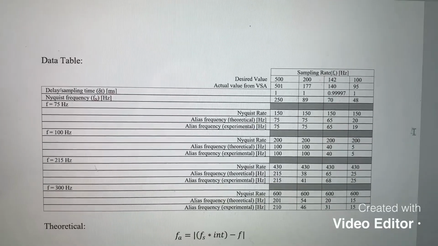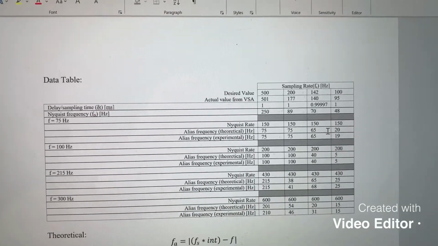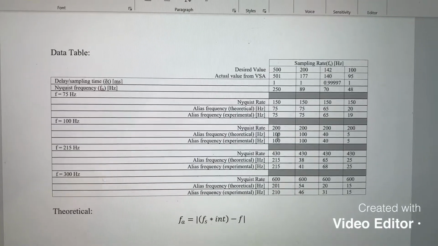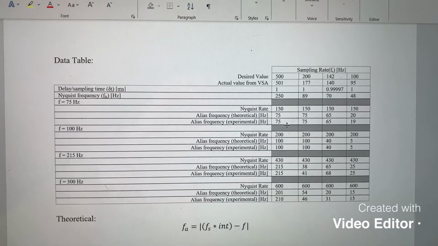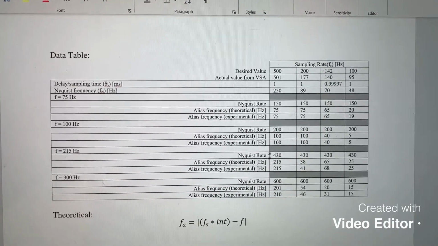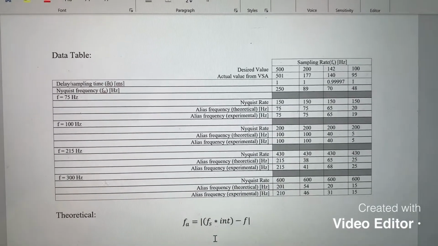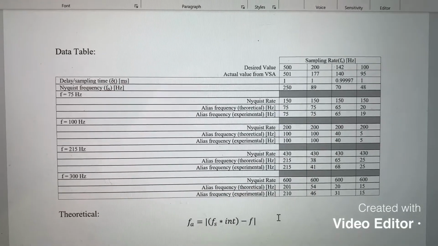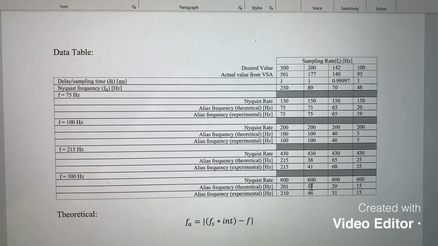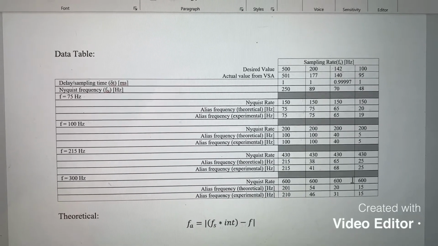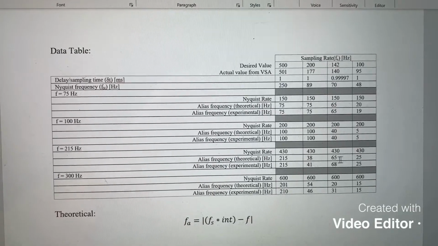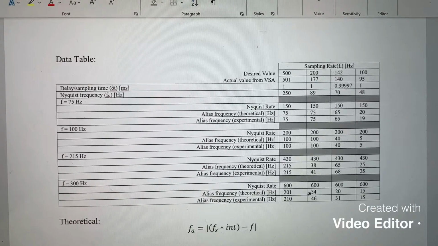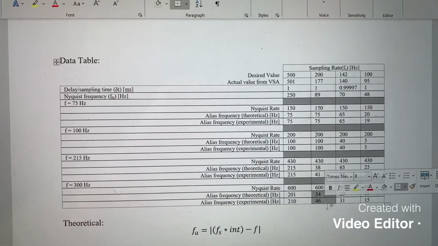The Nyquist rate is just going to be 2 times this frequency. My experimental alias frequency is just the data that I took from the images above, and the theoretical is calculated using this: the sampling frequency times a whole integer minus the actual value from the VSA. All of the theoretical versus experimental calculations are very close. As you can see, there is only one outlier right here, with a difference of 11: this 54 and 46.